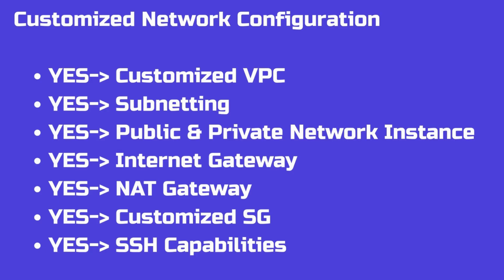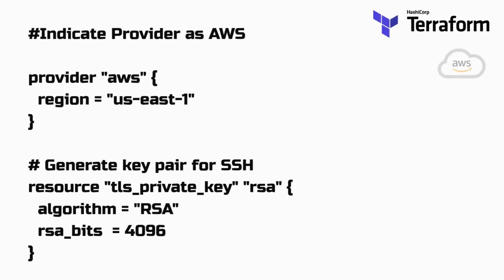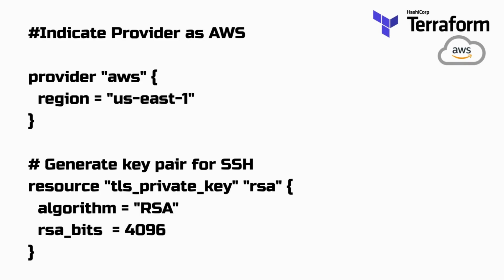Along the way, I'll also explain how security groups and security group rules work, since that's one of the most important networking concepts in AWS. Let's take a look at my Terraform code file. I'm setting up the provider and generating SSH keys.